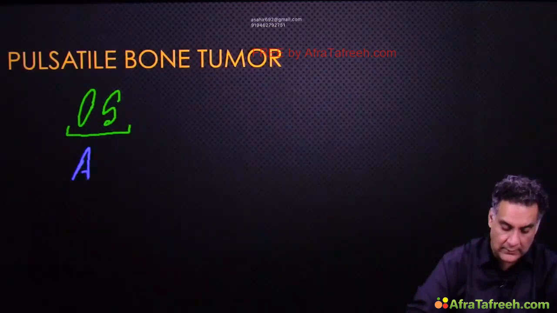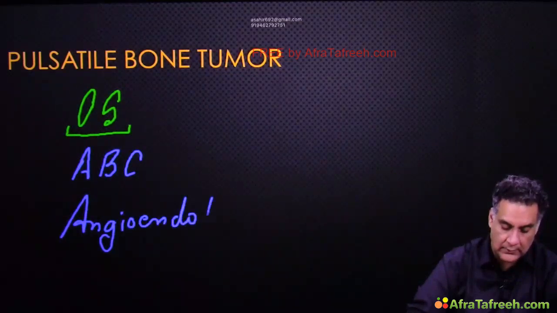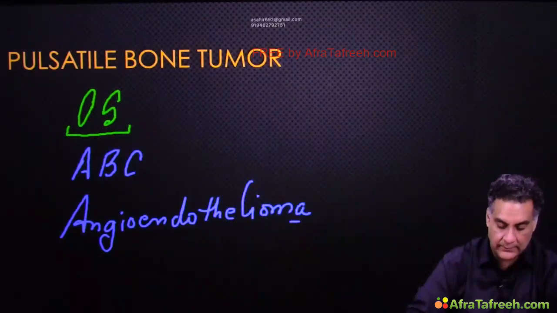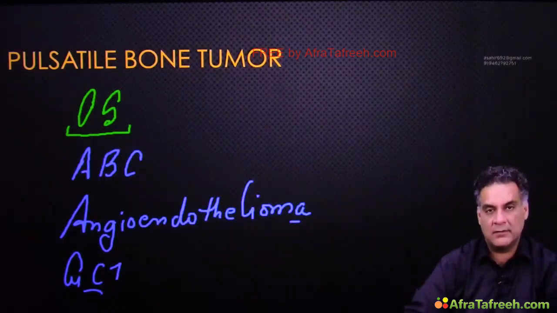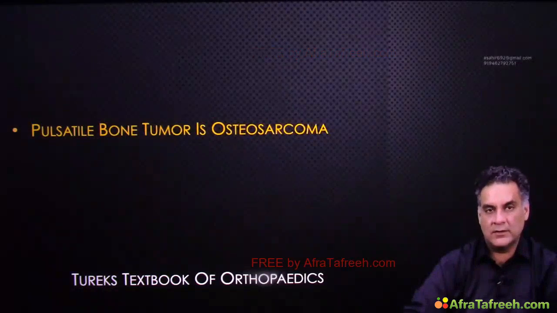In the order: aneurysmal bone cyst, endothelioma of bone, very rare, and GCT. In many of your books, they have given GCT as number 1. Remember, Turek says pulsatile bone tumor is osteosarcoma.